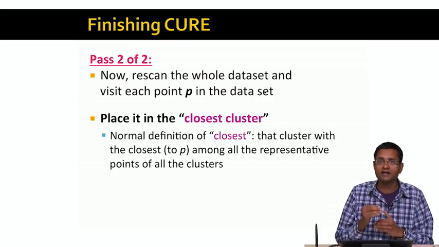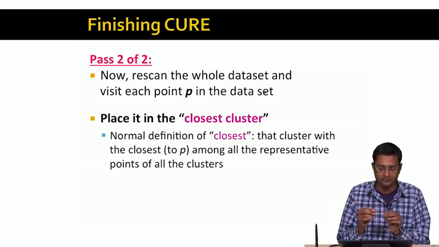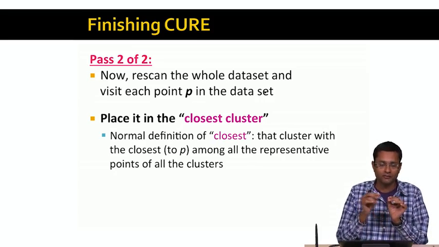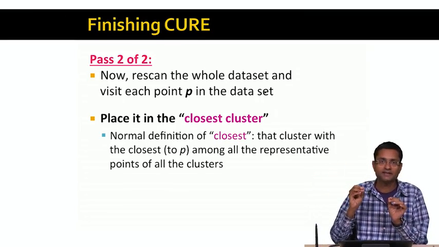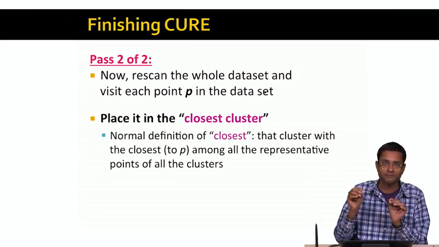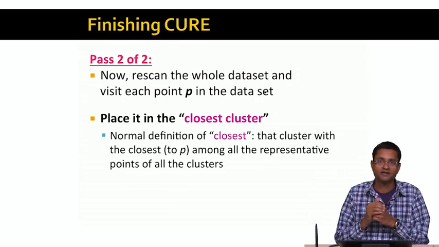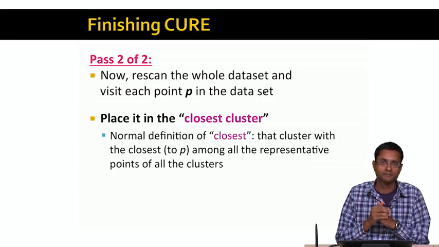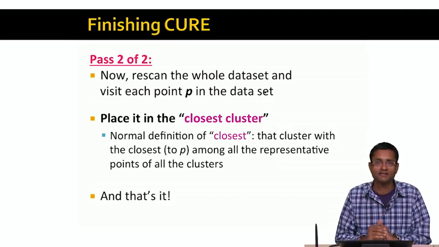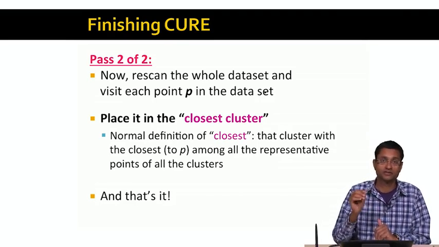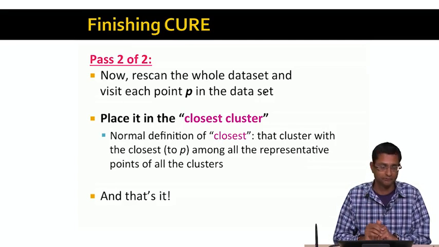We're going to take P and find, among the set of representative points of all the clusters, the representative point that's closest to P. And we're going to assign P to the cluster belonging to that representative point. And that's it. It's a very, very simple algorithm where we just scan the data in one pass and we place each point in its closest cluster, which is the cluster with the closest representative point.